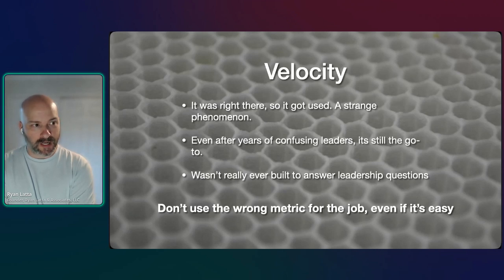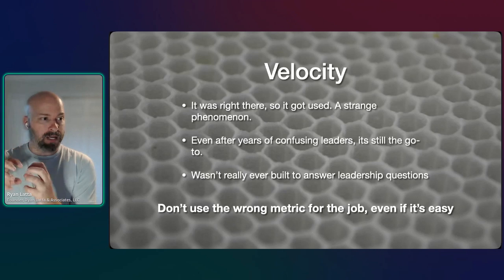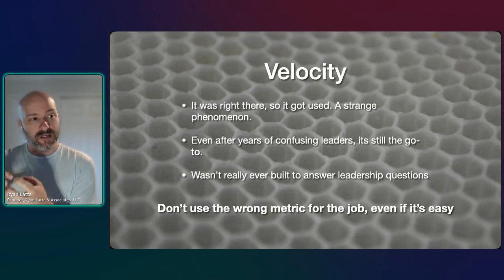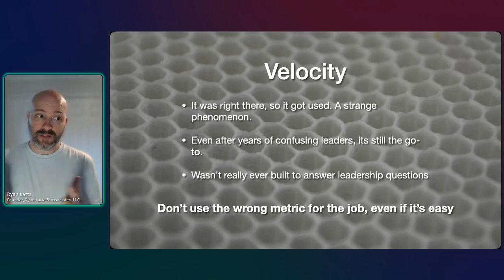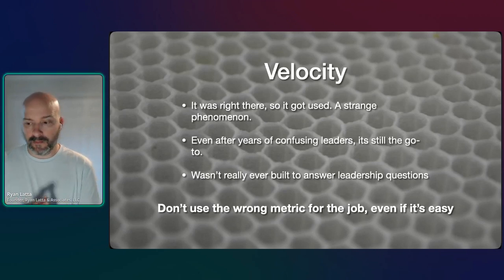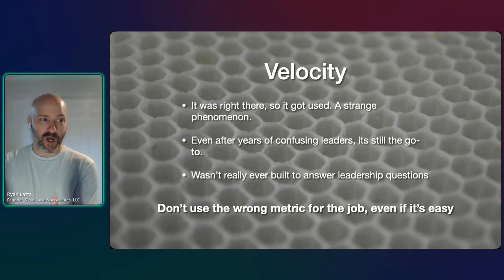For a very long time, we have felt the problem that it doesn't answer the questions we really need it to answer. But because it's there, because it's easy to use, we keep twisting velocity into these capacity, scheduling, and performance-shaped holes, even though it doesn't really work. We just keep doing it. It's right there. We ought to use it problem.